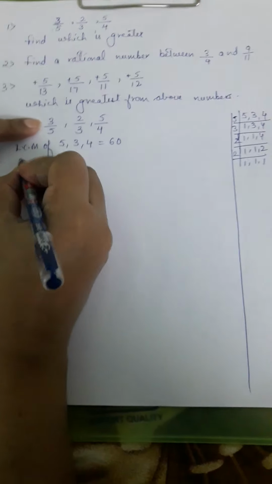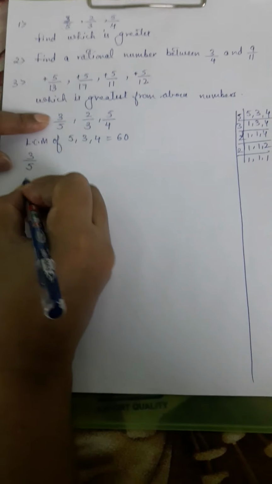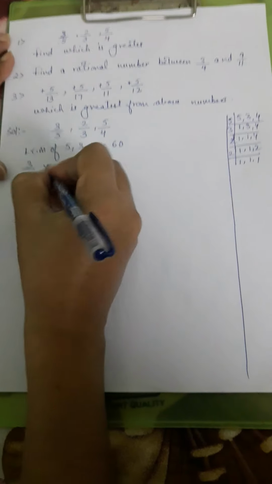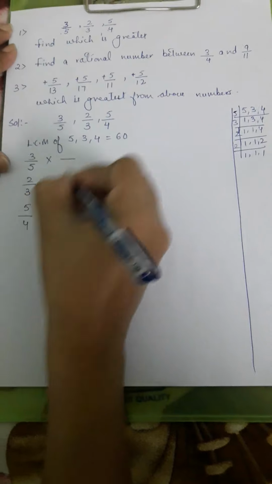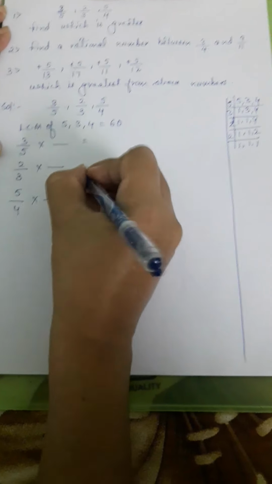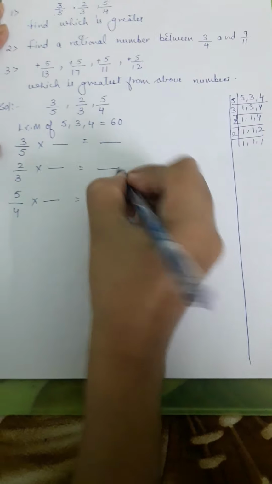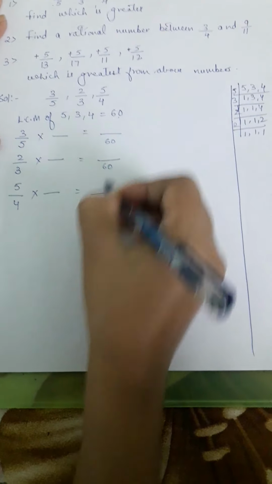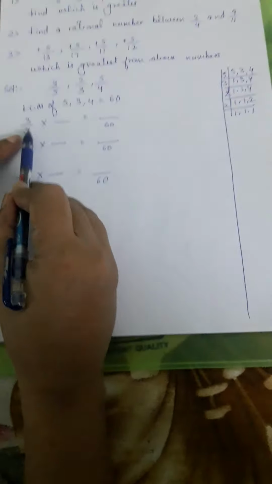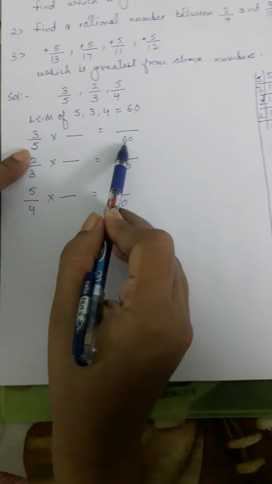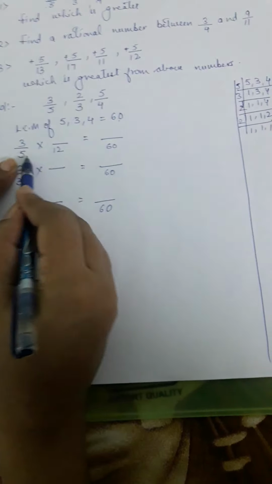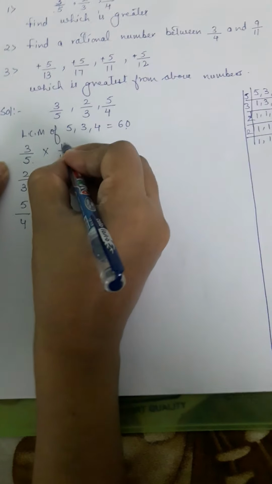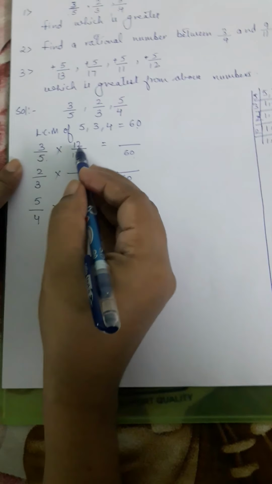Now you write the first fraction 3 by 5. Write the second fraction under that. Third fraction under this. Write multiply. Draw the line. Equal to. Again draw the line. This LCM which you get, you write it here, 60. Now you see, 5 into which number is 60? 5 twelves are 60. If you are writing 12 here, then 12 also will be here. You have to write it to make a balance.